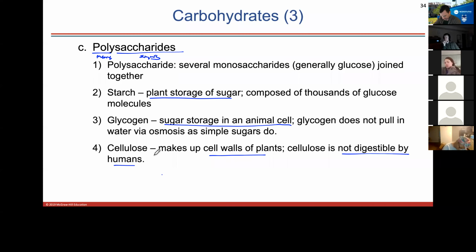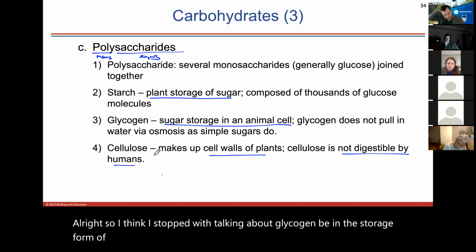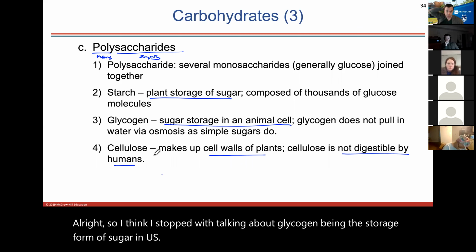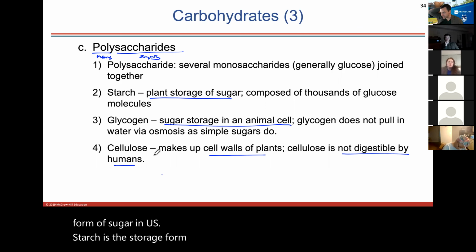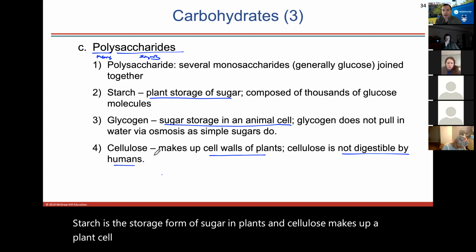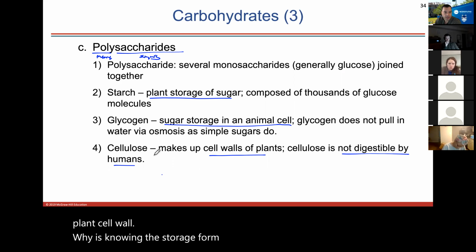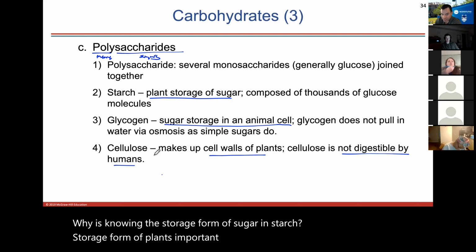All right, so I think I stopped with talking about glycogen being the storage form of sugar in us. Starch is the storage form of sugar in plants, and cellulose makes up a plant cell wall. Why is knowing the storage form of sugar in plants important? Can anybody think of a reason as to why that would be important?